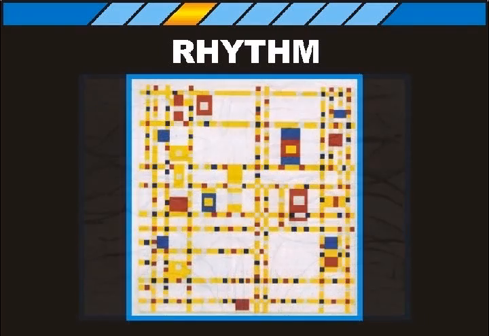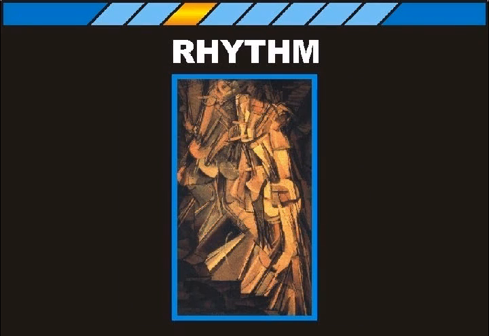In this painting called Broadway Boogie Woogie by Piet Mondrian, the artist achieved rhythm through repeated shapes, lines, and colors. This painting suggests the rhythm and movement of a busy city street. In this painting called Nude Descending a Staircase by Marcel Duchamp, the artist used the principle of rhythm to create a feeling of movement.